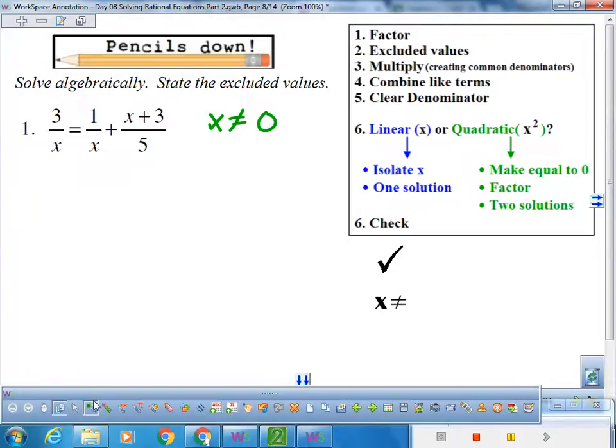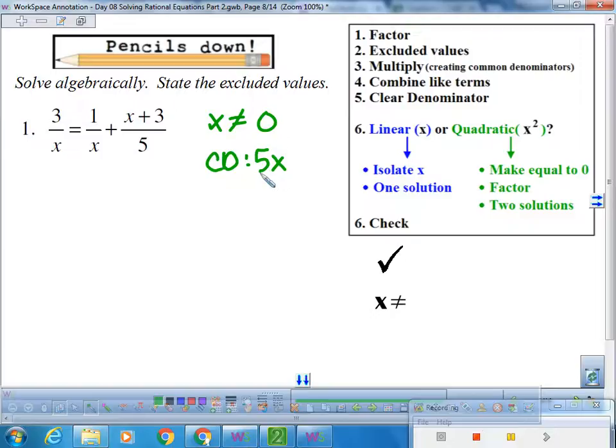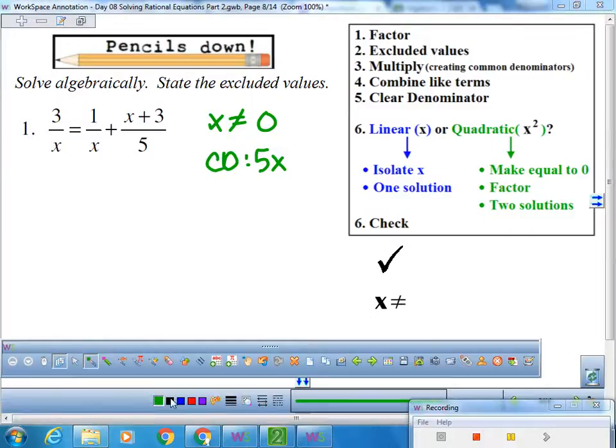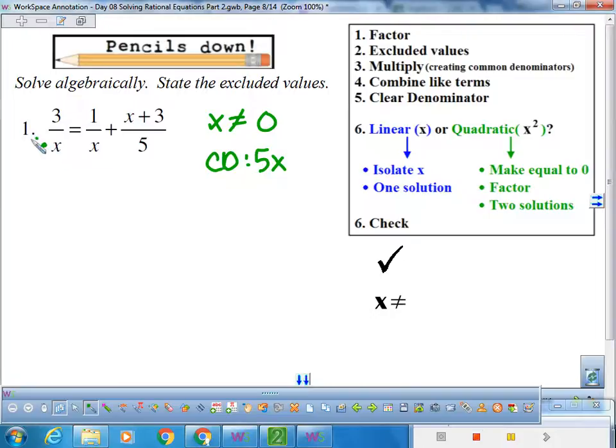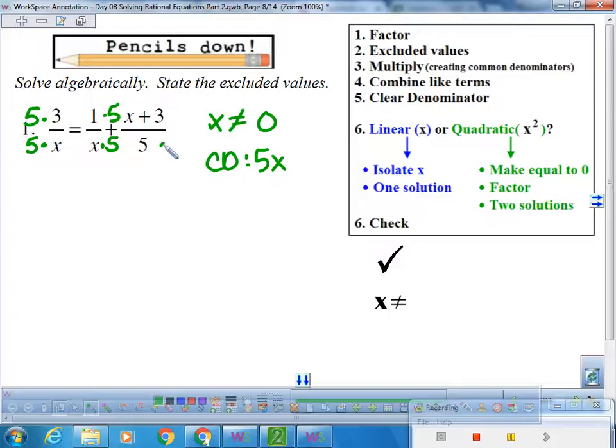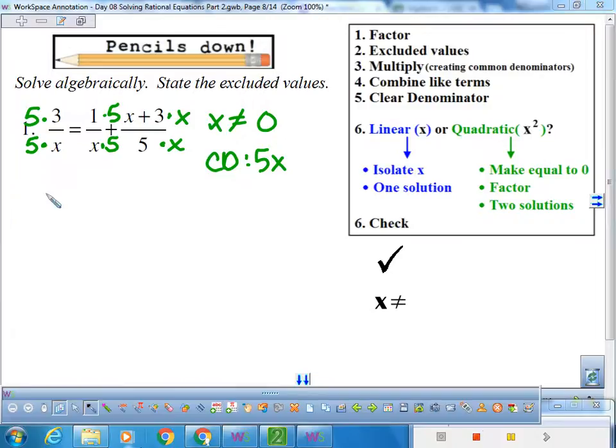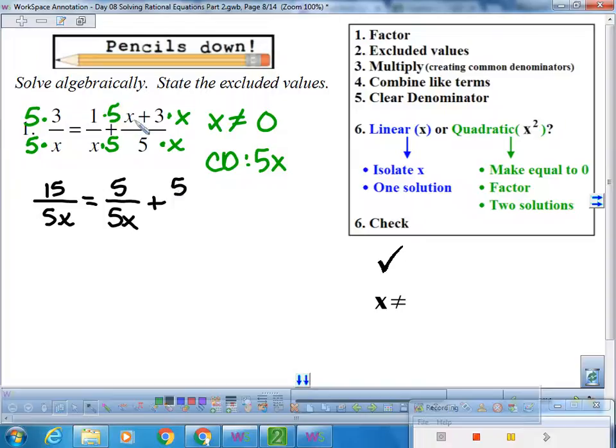All right, so now I'm going to look at my common denominator. I have an x, another x, so that was taken care of, and I have a 5. So my common denominator is going to be 5x. This one has an x, so all it needs is a 5. So I'm going to multiply it by 5. If I do it to the denominator, I've got to do it to the numerator. This one also needs a 5. And this one doesn't have an x, so we're going to multiply it by x. When I do that, let's make this pretty. 5 times 3 is 15 over 5x equals 5 over 5x plus 5 times the quantity of x plus 3.